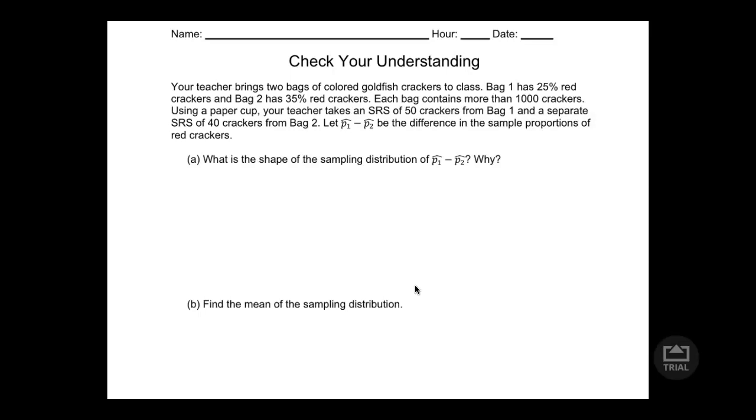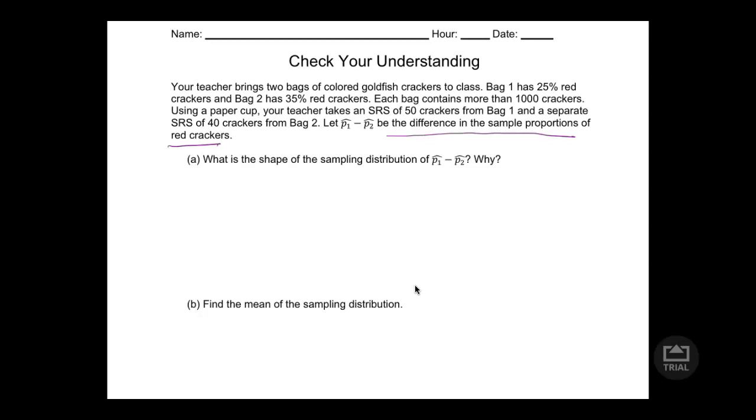It says, your teacher brings 2 bags of colored goldfish crackers to class. Bag 1 is 25% red crackers. Bag 2 has 35% red crackers. Each bag contains more than 1,000 crackers. Using a paper cup, your teacher takes a simple random sample of 50 crackers from bag 1 and a separate simple random sample of 40 crackers from bag 2. Let p hat 1 minus p hat 2 be the difference in the sample proportion of red crackers. So we'll go ahead and just have p hat 1 represent the sample proportion from bag 1 and p hat 2 represent the sample proportion from bag 2.